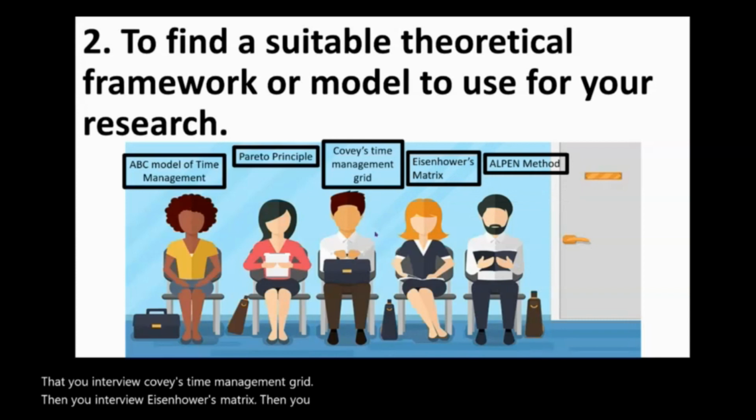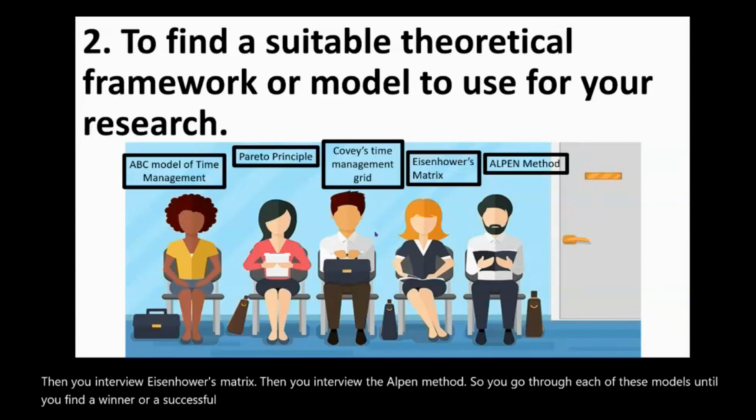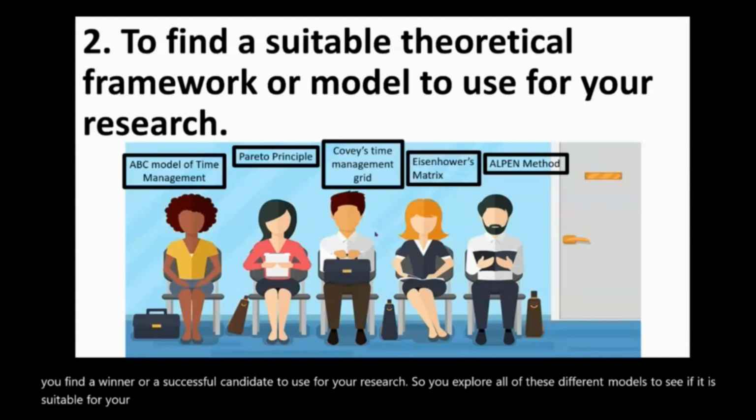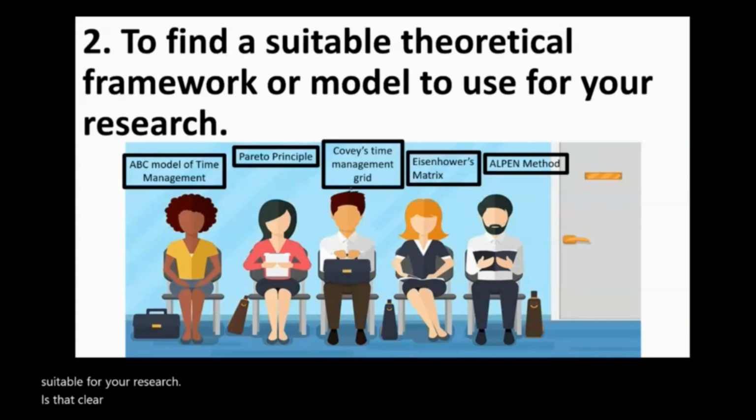Then you interview Eisenhower's matrix. Then you interview the Alpen method. So you go through each of these models until you find a winner or a successful candidate to use for your research. So you explore all of these different models to see if it is suitable for your research. Is that clear, everyone? The concept. We'll go into more depth, but is the concept clear?